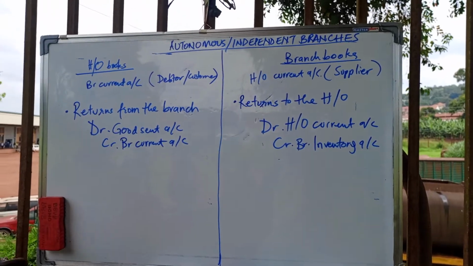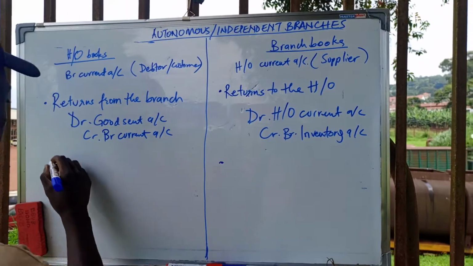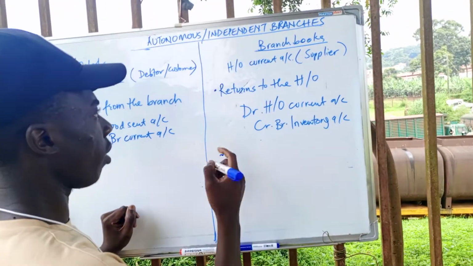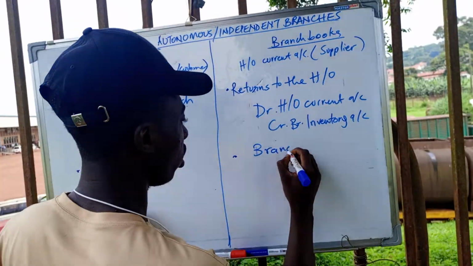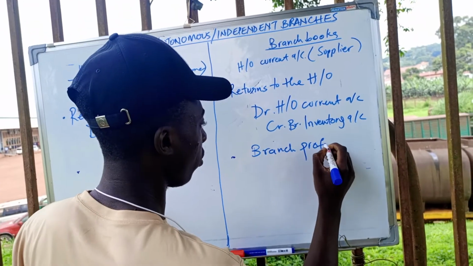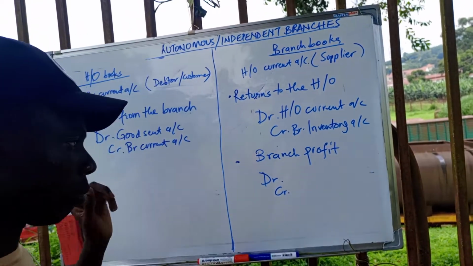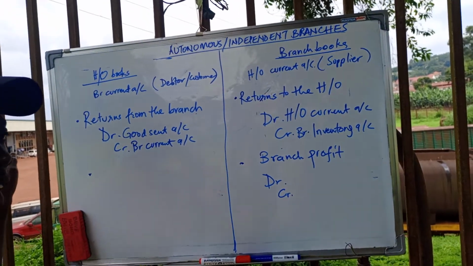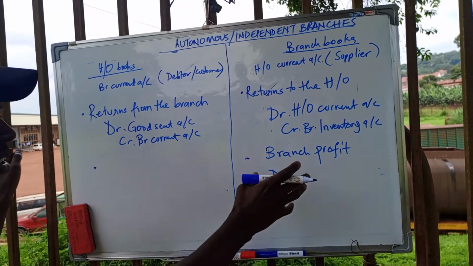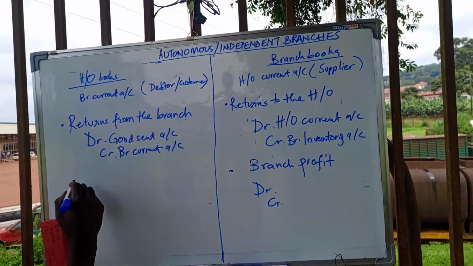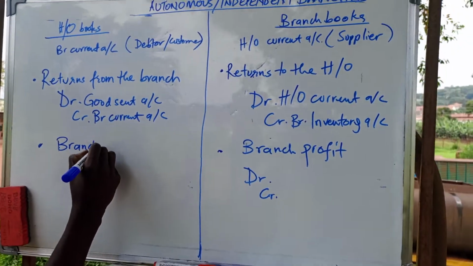Then you can have other things like branch profit. The branch may make a profit. When the branch makes a profit, what's supposed to be in its journal entries? We need to understand that profits are incomes and they increase by crediting. But the head office has to recognize that too, so I'm going to say branch profit this side.